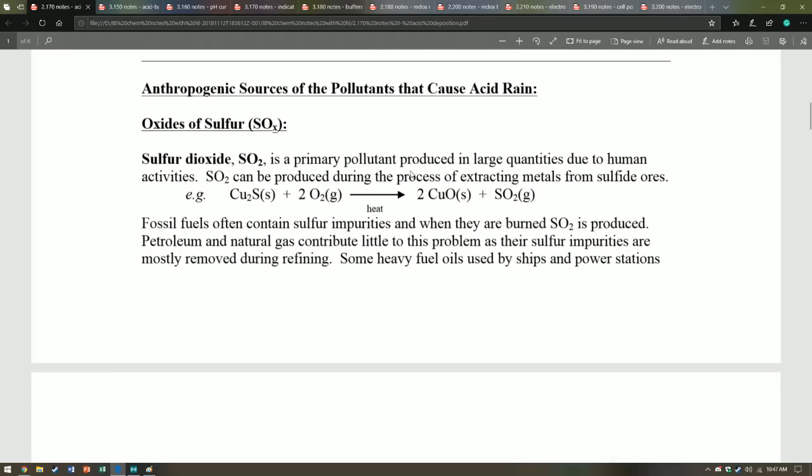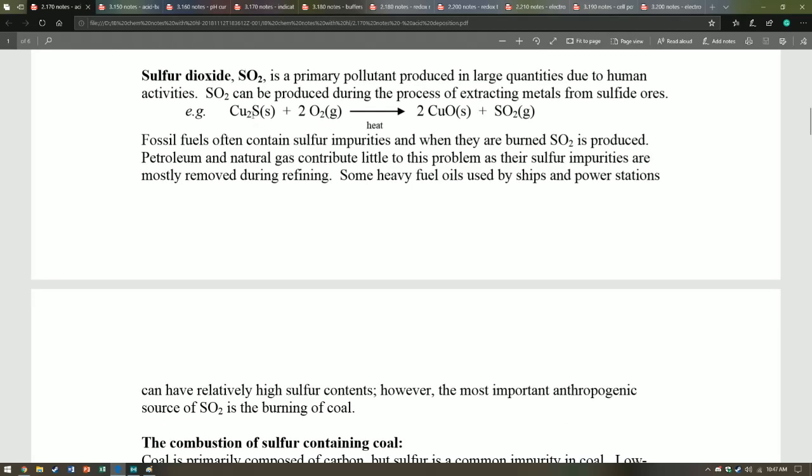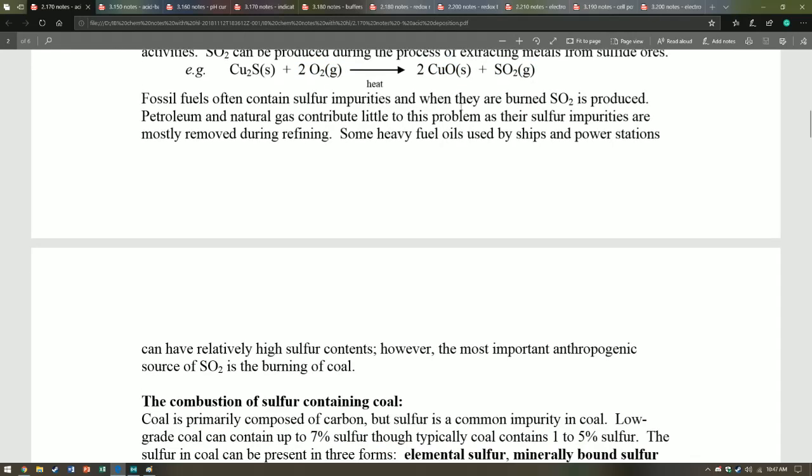First, let's consider the oxides of sulfur and how they produce acid rain. Now, sulfur dioxide is a primary pollutant produced in large quantities due to human activities. You get sulfur dioxide from the process of extracting metals from their ores. So here we have copper sulfide, and when you smelt the ore, you get SO2. Fossil fuels also have sulfur impurities, and when they're burned, they produce SO2.